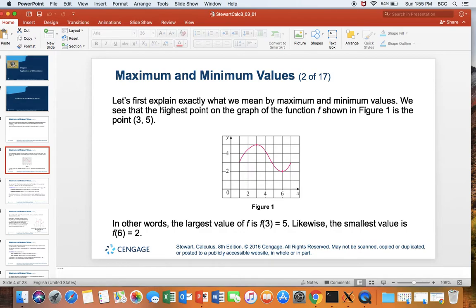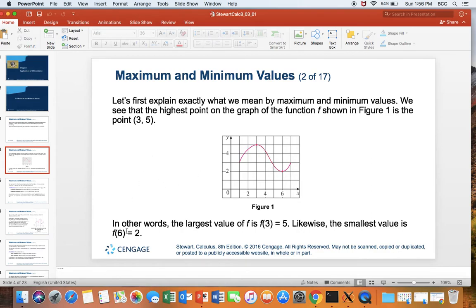All right. Next, let's understand maximum and minimum values. Let us first explain exactly what we mean by maximum and minimum values. We see that the highest point on the graph of a function f, here is the graph of a function f, is the point (3, 5). This is the highest point. So that is the x coordinate 3, and notice point 3 gets y coordinate 5. So that point is (3, 5). It is the highest point of the graph.